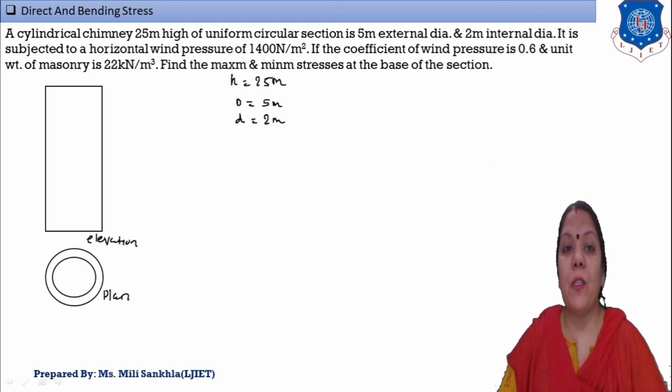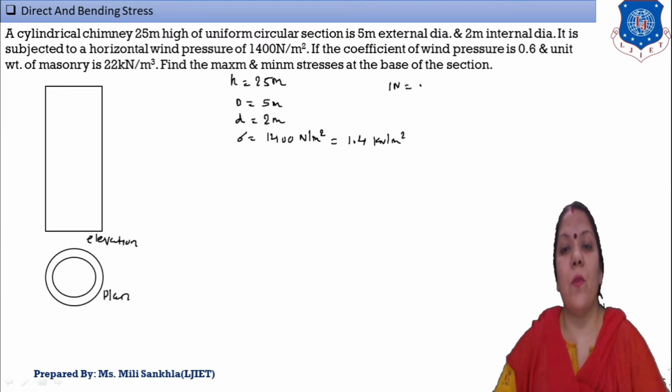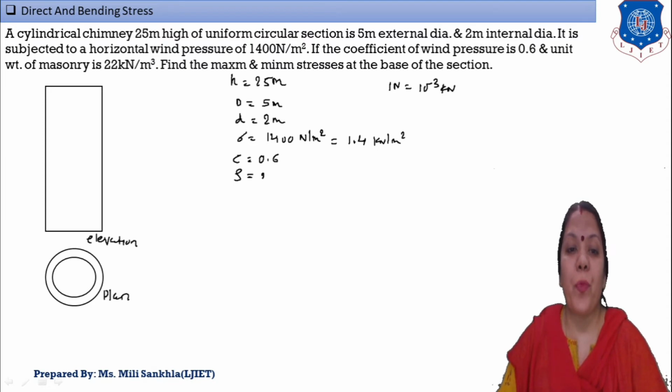The wind pressure subjected, that is sigma, is equal to 1400 Newton per meter square. Now convert this into kilonewton: 1.4 kilonewton per meter square, because 1 Newton is equal to 10 raised to minus 3 kilonewton. The wind coefficient C is equal to 0.6, and the weight of masonry, that means the density rho, is 22 kilonewton per meter cube.